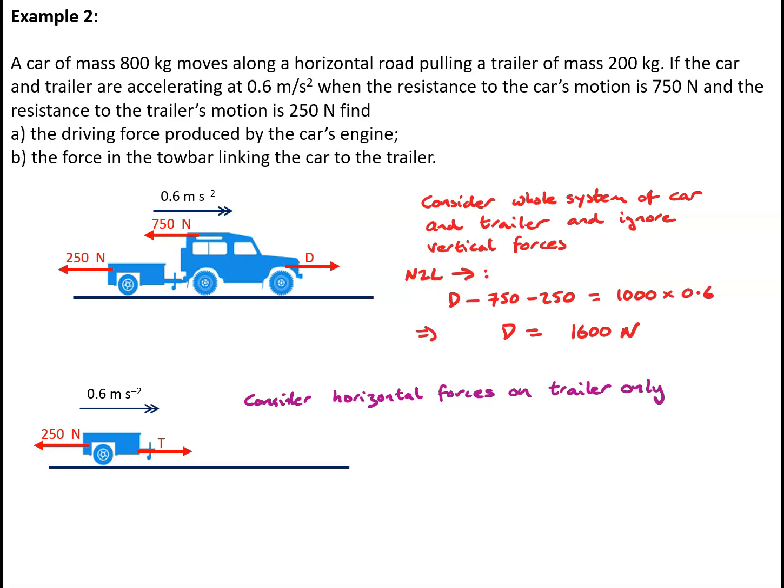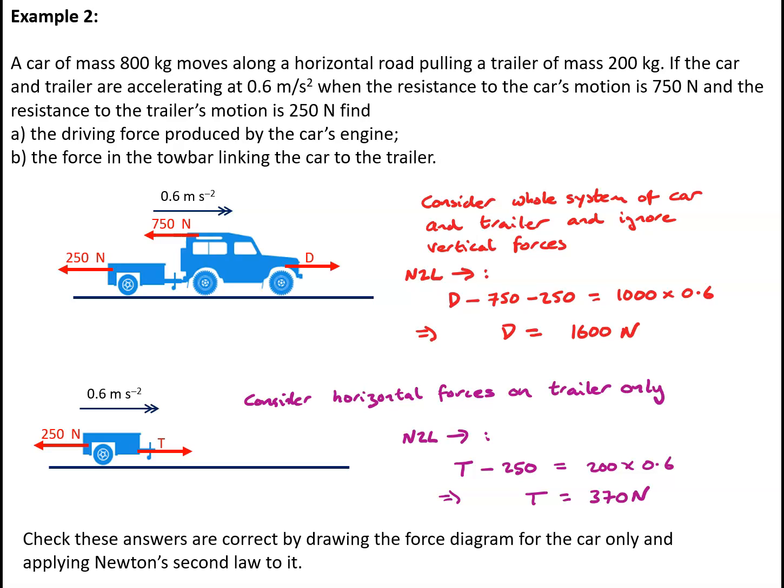So we've got from Newton's second law, T minus 250 newtons must equal 200 times 0.6. In other words, the tension in the tow bar must be 370 newtons. We could check these answers are correct by drawing the force diagram for the car only and applying Newton's second law to that. I suggest you just pause the video for a moment or two and check that that also gives you a value of T as being 370 newtons.